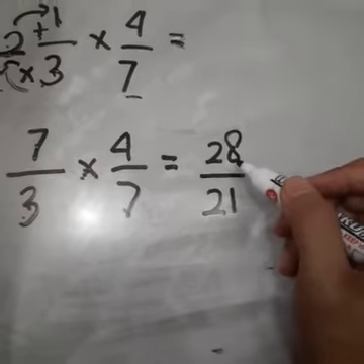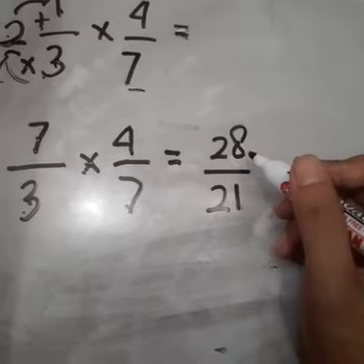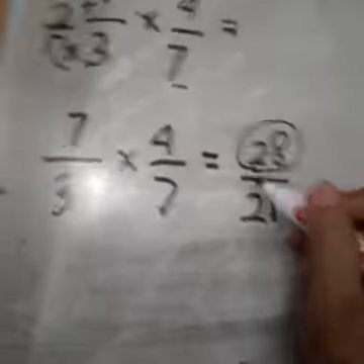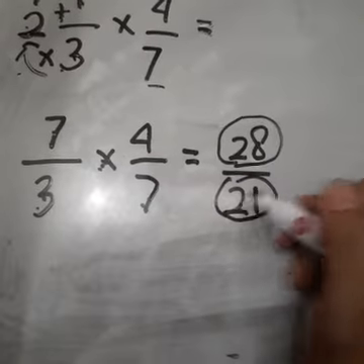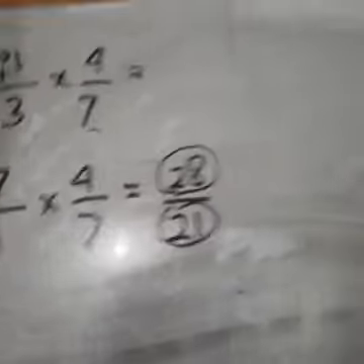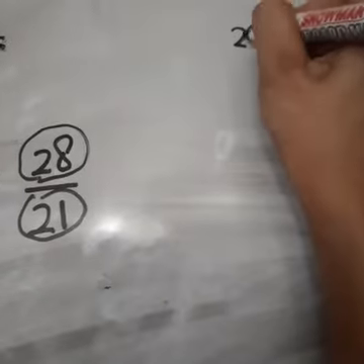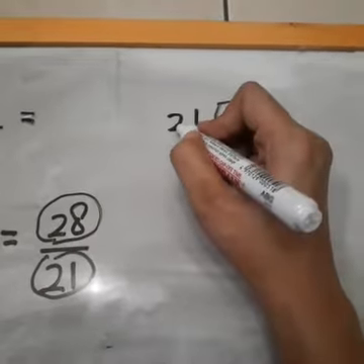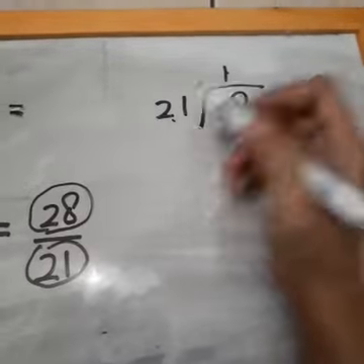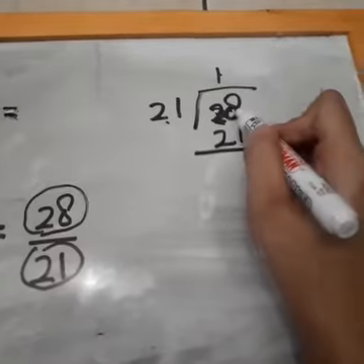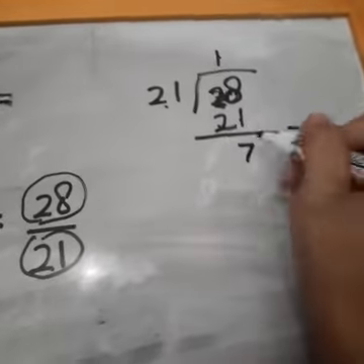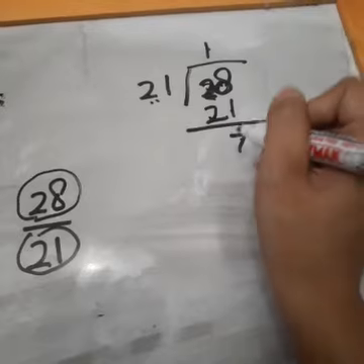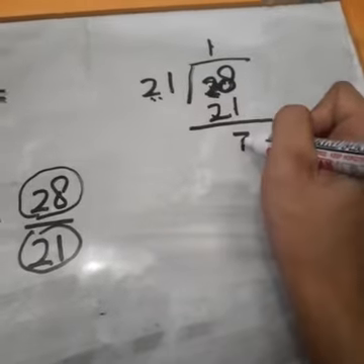This is an improper fraction. We can change it into a mixed fraction because the numerator, or the top number, is greater than the bottom number. 28 is greater than 21. 28 divided by 21 is 1. 1 times 21 is 21. 28 minus 21 is 7. 7 divided by 21 is a decimal number because 7 is smaller than 21, so we can stop here.